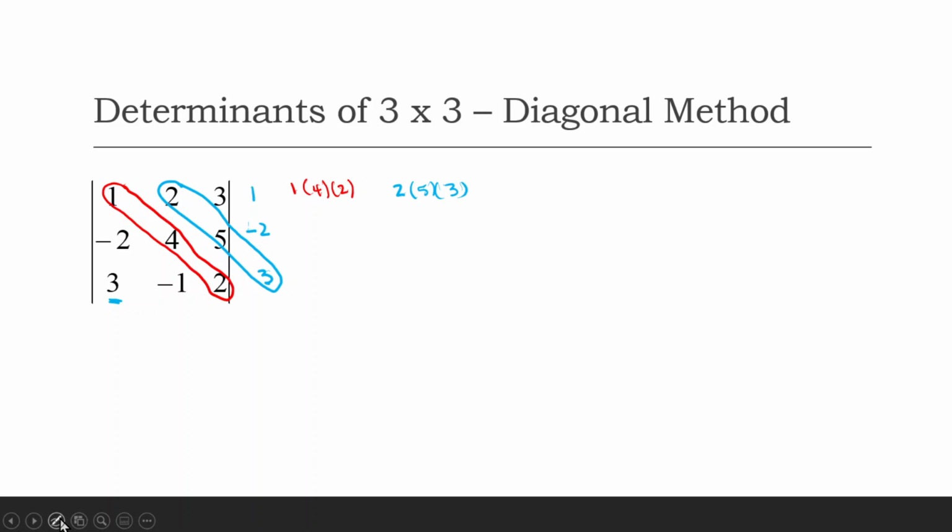Okay, and then we're going to do the third diagonal, which is going to start with this 3, and it is also going to wrap around. So we could also go ahead and write the next column here, and then we'll fill in the rest of that diagonal, and we get 3 times negative 2 times negative 1. Okay, so altogether that's 8 plus 30 plus 6.